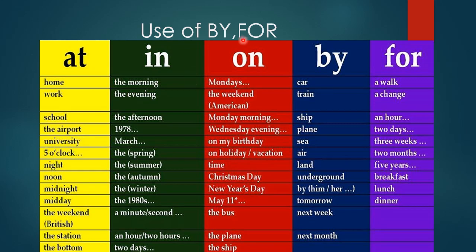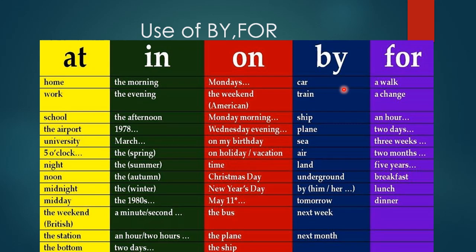Now, this is another set of prepositions, the use of by and for. We have already done at, in, on. I will quickly take you through by and for. By and for are basically used for conveyance, or you can say for a place. By is basically used to indicate a relation, and it is followed by for.